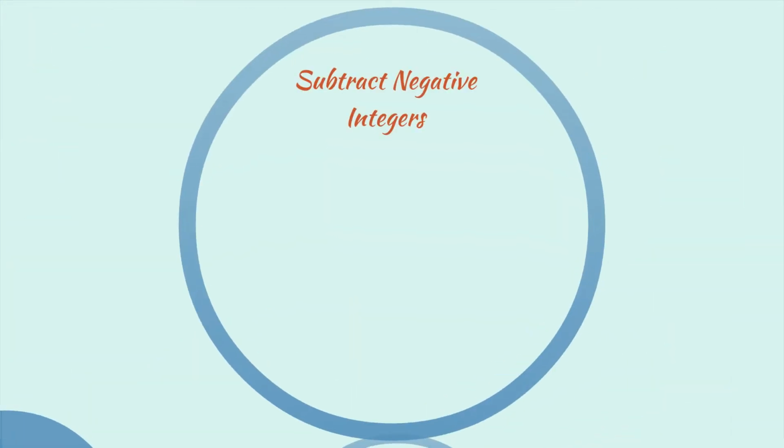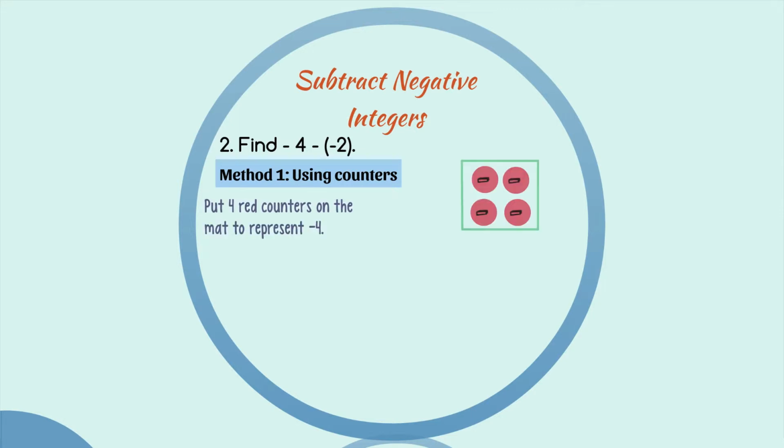Moving forward, let's now study how to subtract negative integers. We can learn that by solving an example. Let's solve negative 4 minus negative 2. Again, we will use both methods, the counters and the rules. Let's use the first method. Since the integers are both negative, we will use the red counters. Put 4 red counters on the mat to represent negative 4, and remove 2 red counters.